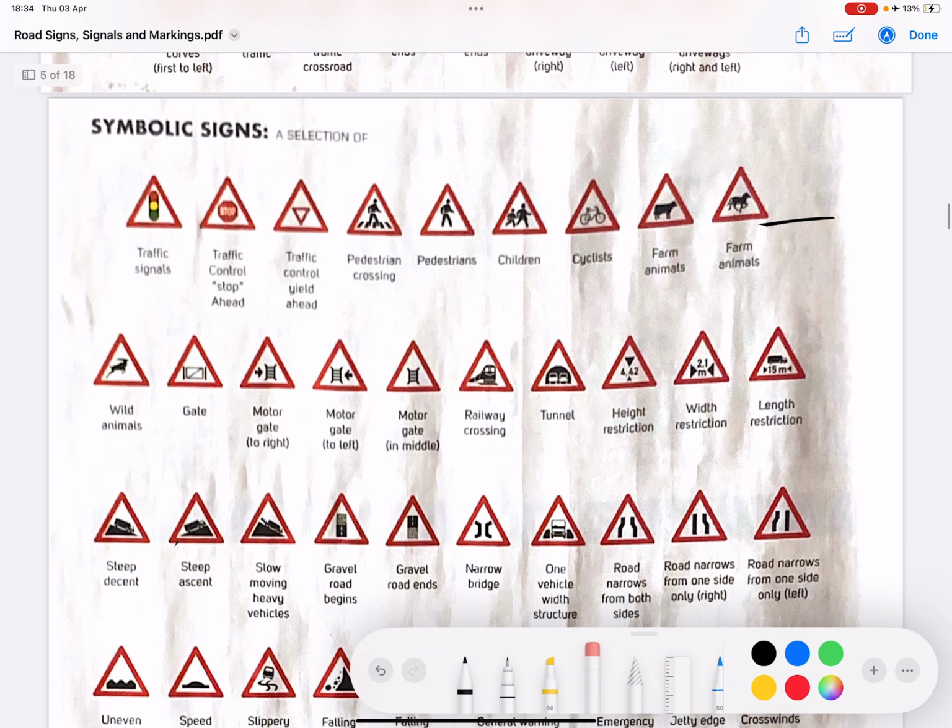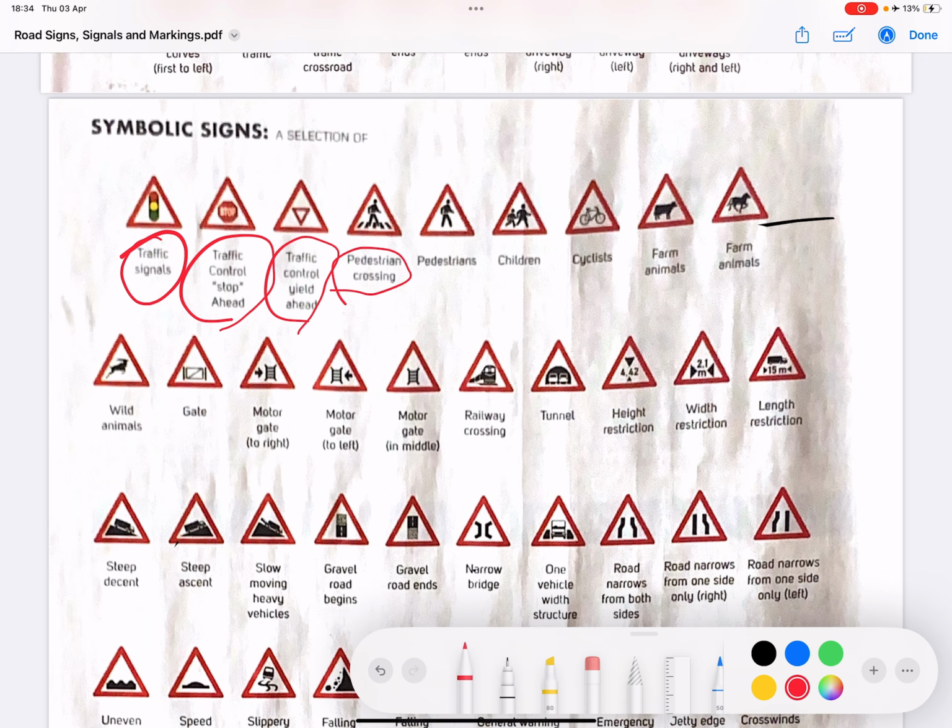All right. Then you come to the symbolic signs. So the symbolic sign, it's not really much of a problem because they give you a warning sign, and then inside the warning sign, they will show you a symbol of what you are going to encounter as you drive on. Like the first one, there's a traffic signal, traffic control, yield ahead. So there's a pedestrian crossing and there are pedestrians.